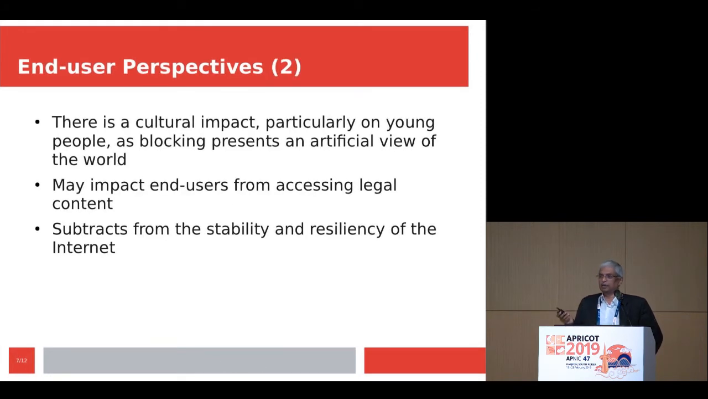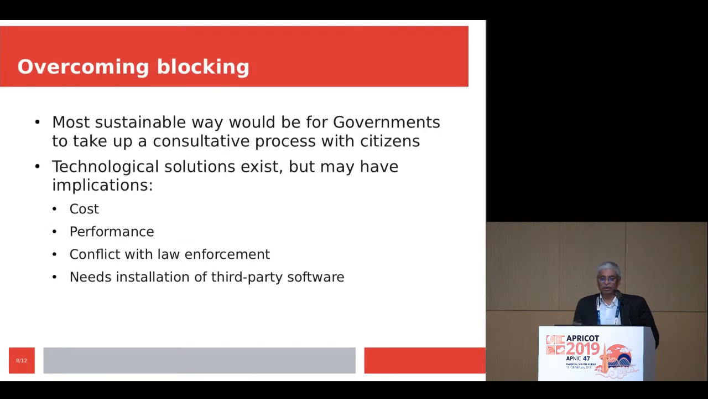And there is a cultural impact, particularly for youngsters, because they see only a restricted version of the world and not the entire world. It might impact end users from accessing legal content and overall subtracts on the stability and resilience of the internet. How do you overcome blocking? Now, for end users, this is actually an important thing. Now, the next slide will talk about some of the hacks to do this.